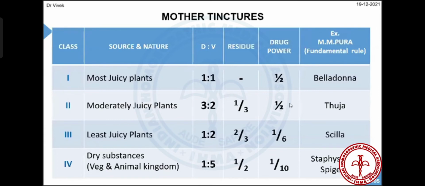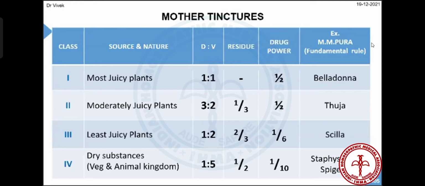Class 2, the drug vehicle ratio is 3:2. So 3 parts of drug and 2 parts of vehicle. Drug power again will be 1/2, because 1/3 of it will go as residue. Class 2 preparation is mentioned under Thuja. Class 3. Class 3 is least juicy plants. Drug vehicle ratio is 1:2 and drug power is 1/6. It is mentioned under Scilla.